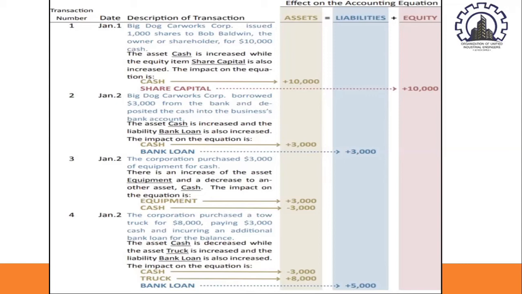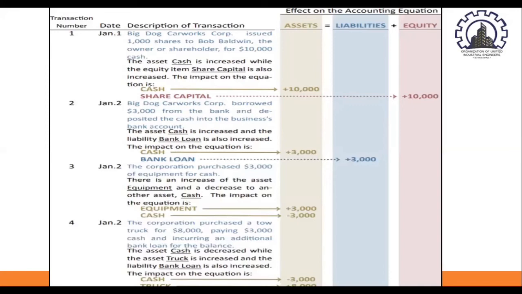And the next transaction, on the third transaction, still on the same date, the 2nd of January, the corporation purchased $3,000 of equipment for cash. Now, if you purchase an equipment, remember that you are letting a certain amount of money out from the company's pocket. So there is an outflow of cash, okay? So you have there cash negative 3,000 because you let that amount out from your company's pocket.